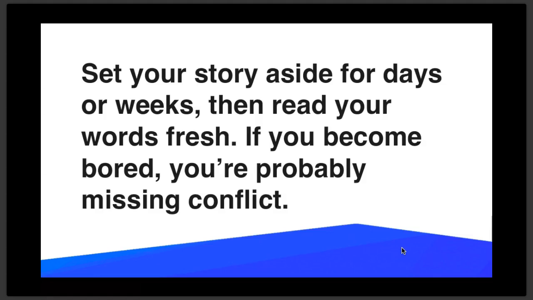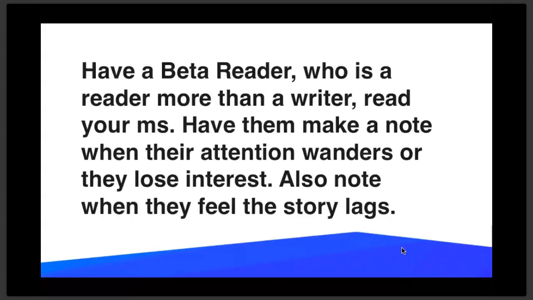One of the things to help you identify conflict-averse writing is to set your story aside for days or weeks, as much time as you can give yourself, then read your words fresh. If you become bored, you're probably missing conflict. If you can find a beta reader, and a beta reader who is a reader more than a writer is wonderful, because writers have a tendency to want to impose their own solutions to the problem.